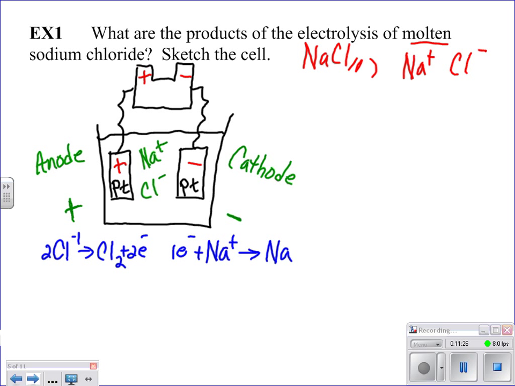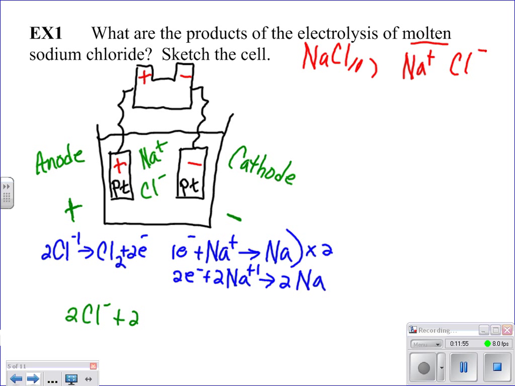So as long as we're thinking about this, we can go ahead and really get it balanced. And I look at my electrons, they don't match up, so I need to multiply this through by 2. That's what I'm doing here. And so we get 2 electrons plus 2 sodium ions goes to 2 Na. So we have our 2 half reactions. I could tally this whole thing up and get 2Cl⁻ plus 2Na⁺ goes to Cl2 plus 2Na.